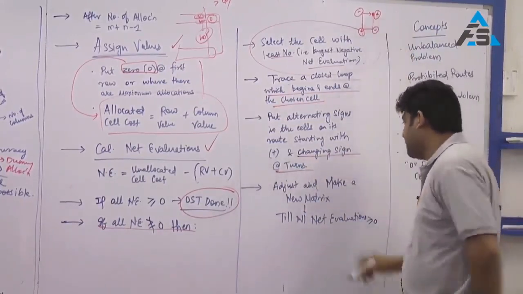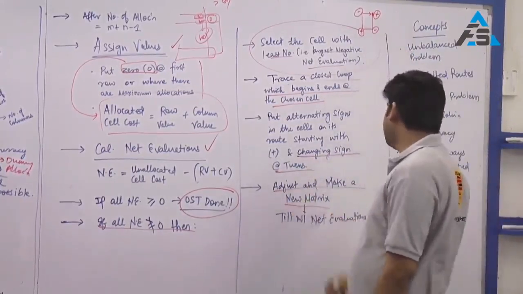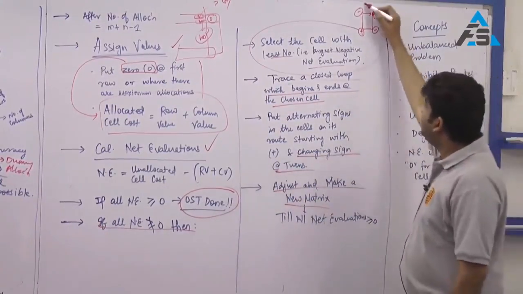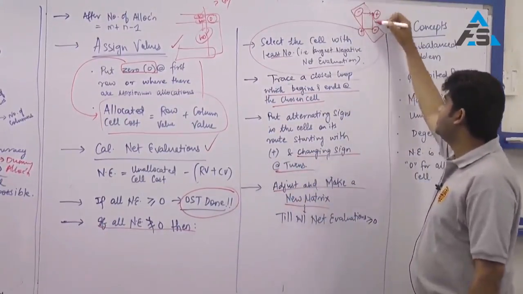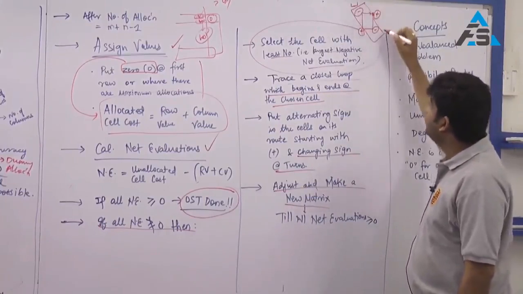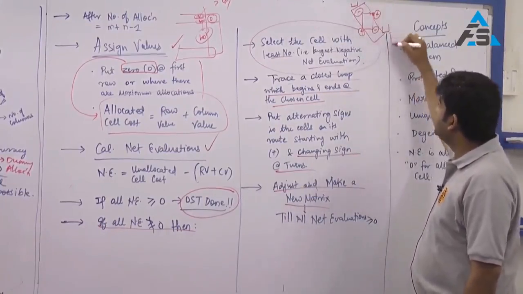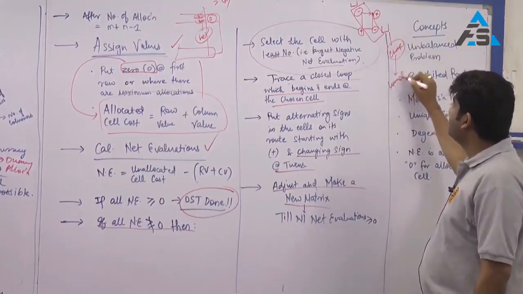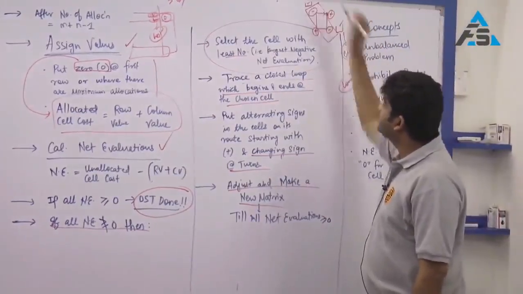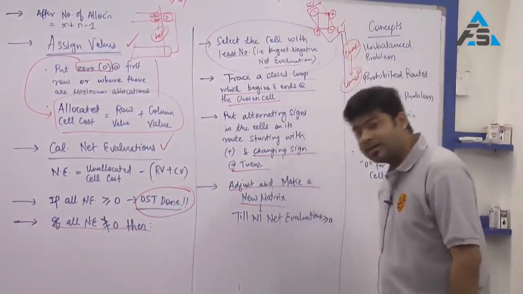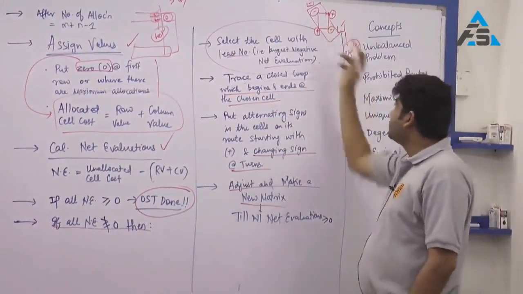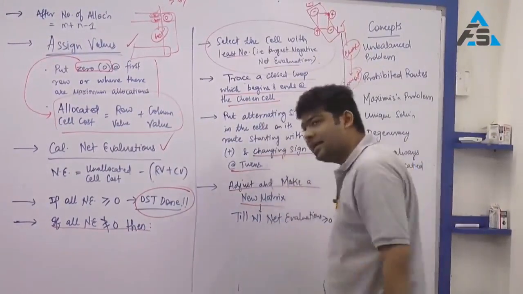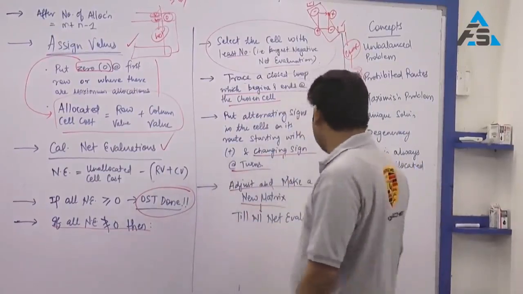Once that is done, then adjust and make a new matrix. What do you adjust? You adjust the negative numbers. So the negative allocation here and negative allocation here is what we will choose. Of these, the lowest allocation will be chosen by you, and from that we will make an adjusted new matrix.